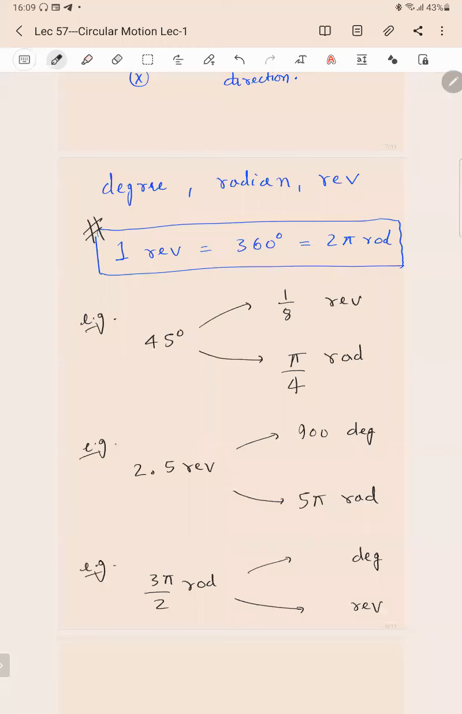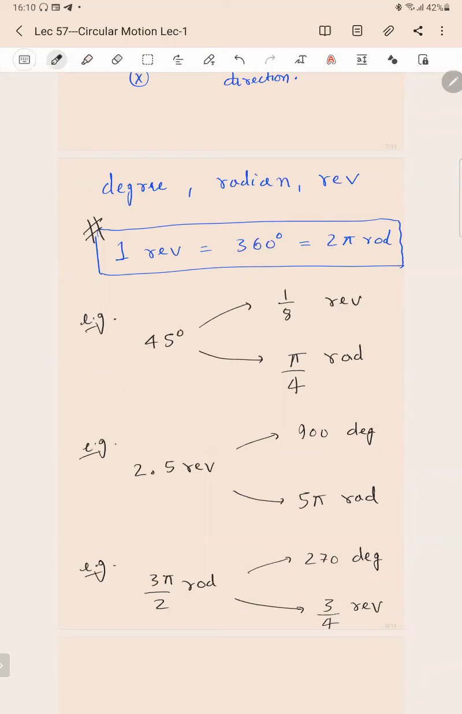3 pi by 2 radian basically. So 2 pi radian is 360 degrees, so 1 radian is basically 360 upon 2 pi. 3 pi by 2 is 360 upon 2 pi into 3 pi by 2. Pi se pi cancel ho jayega, and it comes out to be 270 degrees. No doubt about it. And definitely 2 pi radian is 1 revolution, so 3 pi by 2 radian is basically 3 by 4th of a revolution. No doubt. Perfect. That is all correct.